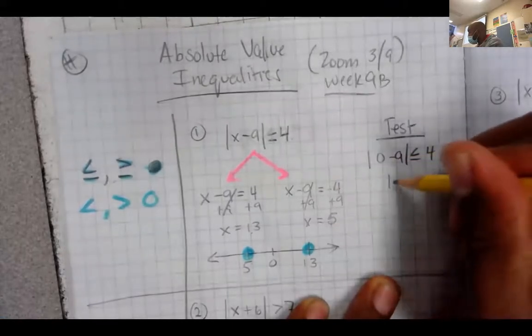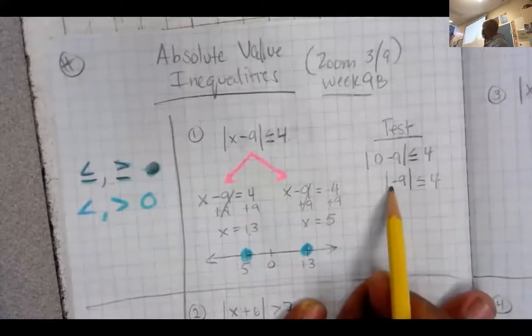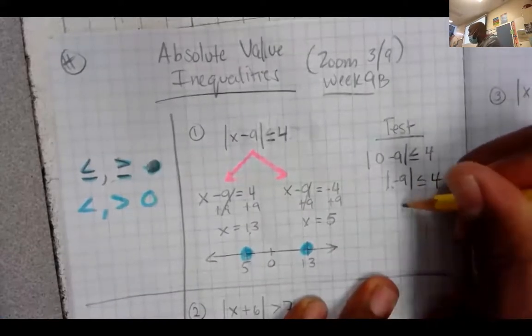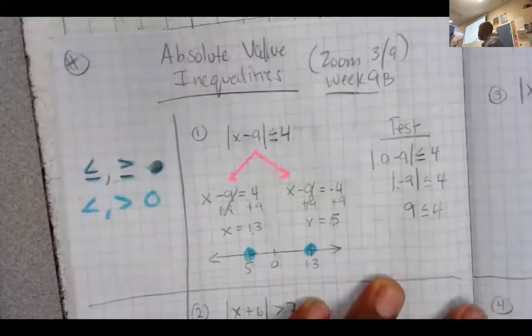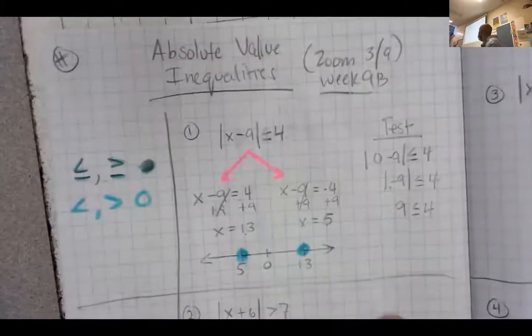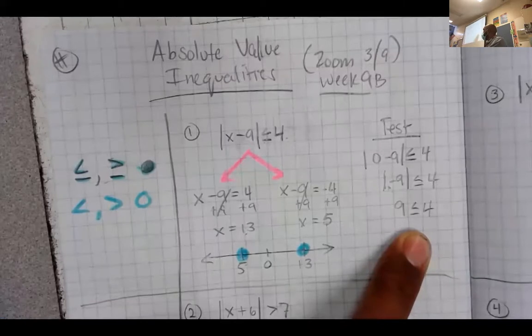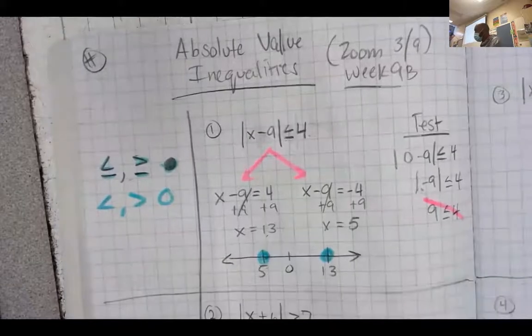So 0 minus 9, that's -9, or the absolute value of -9. And then I take the absolute value of -9, which remember, the absolute value always is what? What do you guys think? It's going to be positive. So -9 will be +9. Okay, so what it says is 9 is less than or equal to 4. Is 9 less than 4? No, it's not. So that's not true.